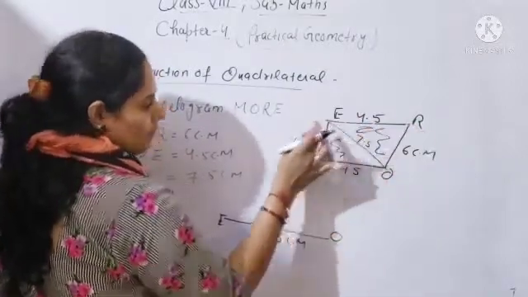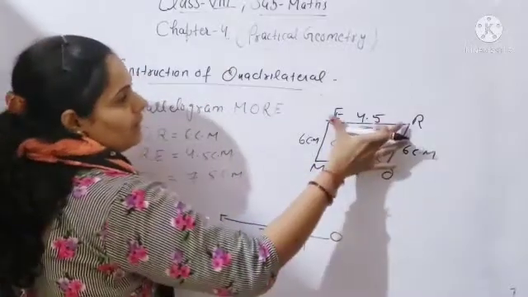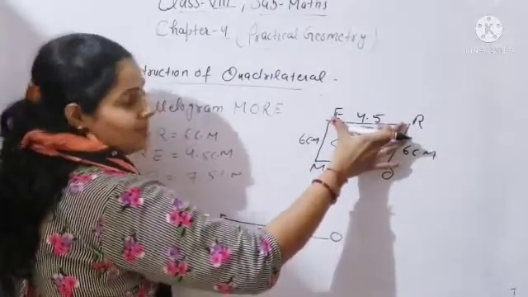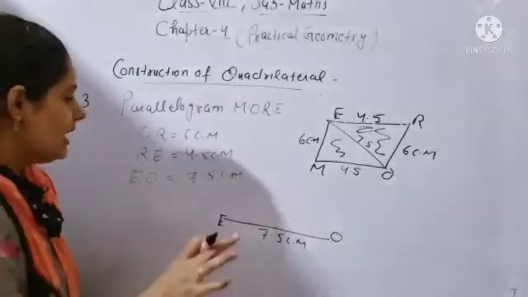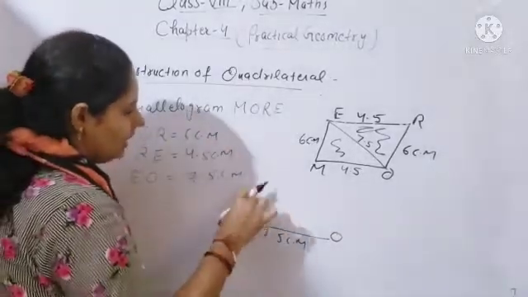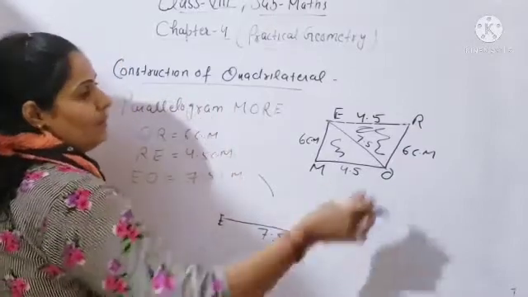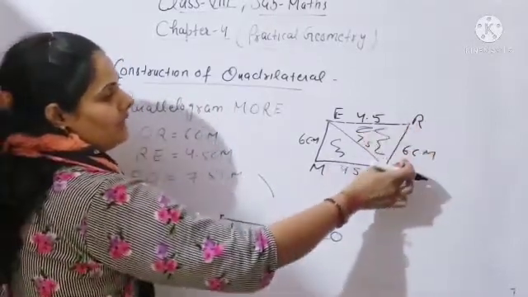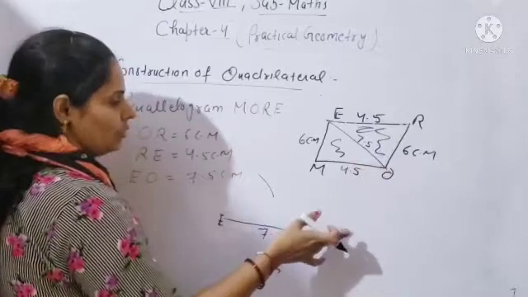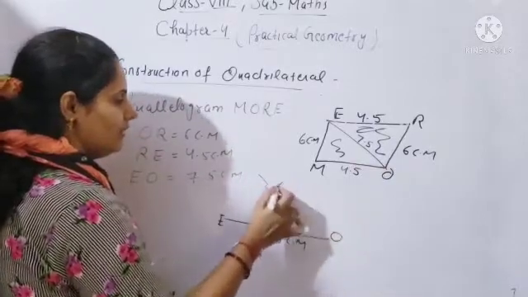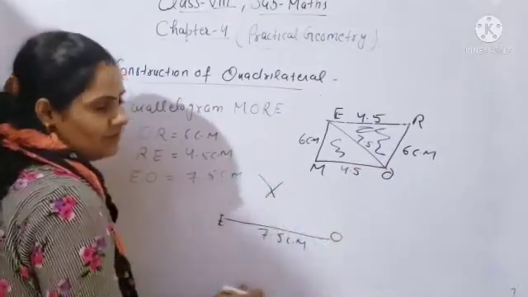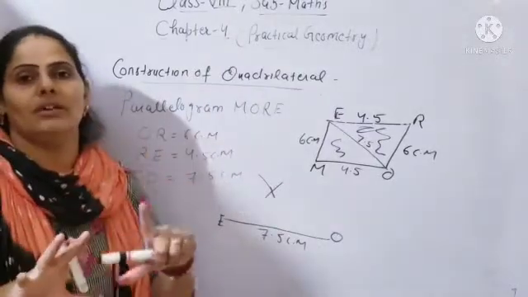Clear? So first step, at point E, you will open your compass. How many centimeter? 4.5 centimeter with the help of ruler, and you will draw the arc. So from point E, you will draw the arc like that, 4.5 centimeter. From point O, you will open your compass 6 centimeter and draw the arc from point O, and it will cut like that, 6 centimeter. With the help of ruler, you will open your compass.